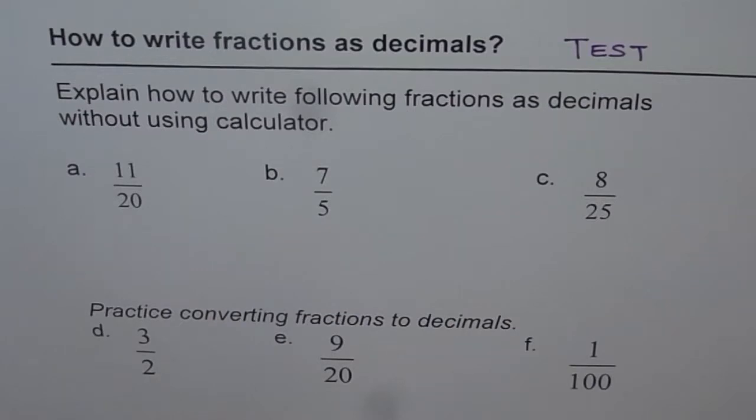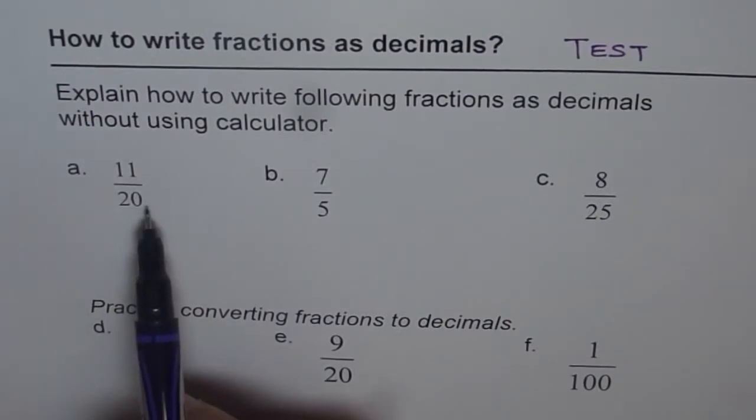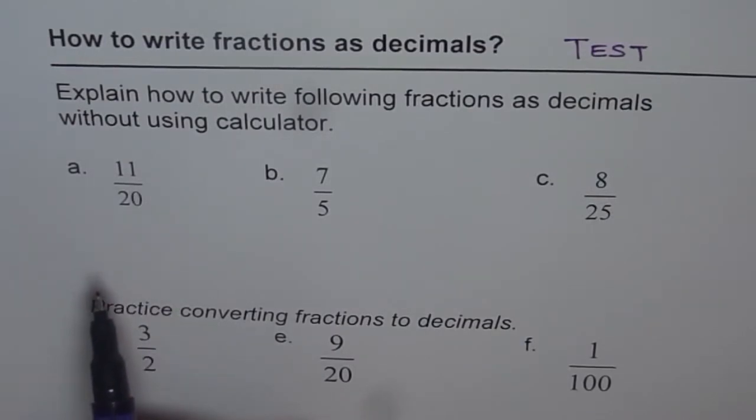Easy way out is definitely using a calculator. You can always check your answer using a calculator. Now let us see how to write them as decimal numbers. So whenever we are given fractions, if we could write the denominator as a multiple of 10, then it is easy to write it as a decimal.